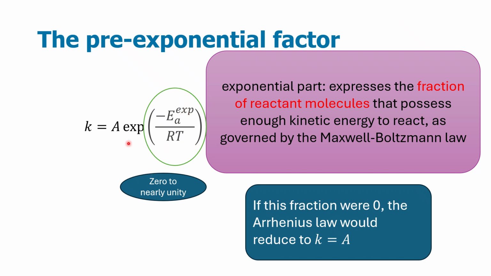Meaning that if exponent minus EA over RT, this value here, equals 0, then exponent 0 will become 1. Therefore, k will be equal to A. Although this scenario is uncommon, the rate constant will depend only on A.